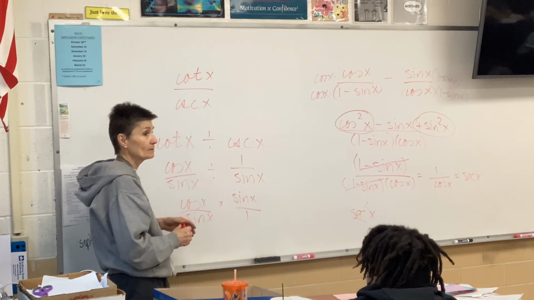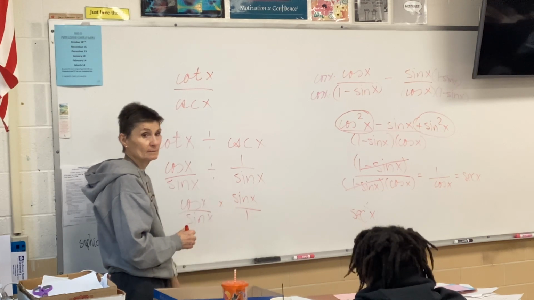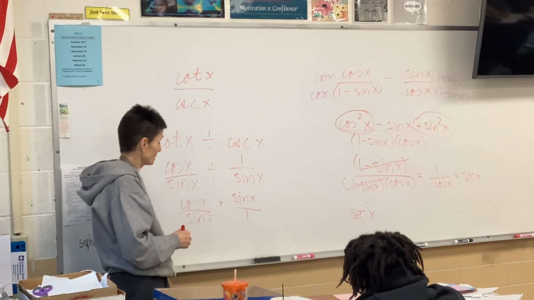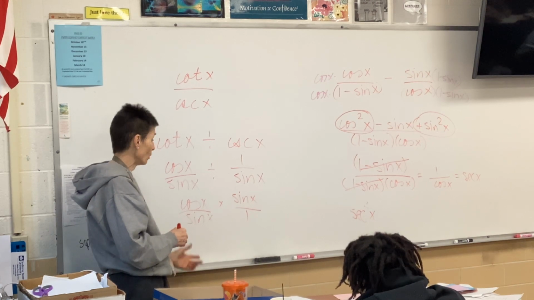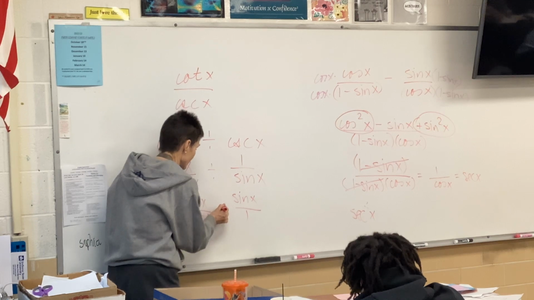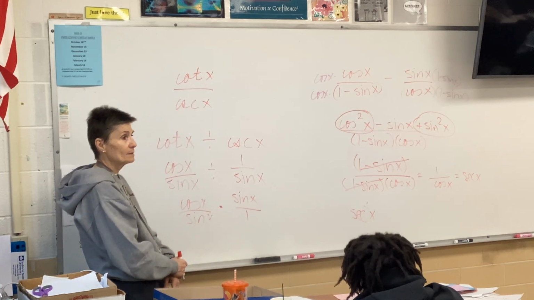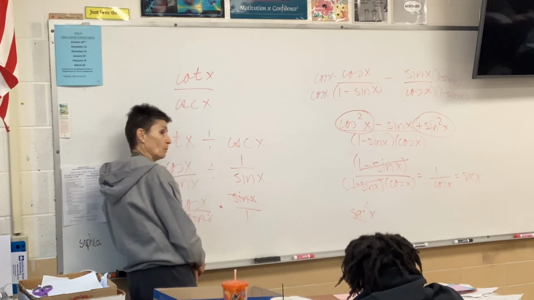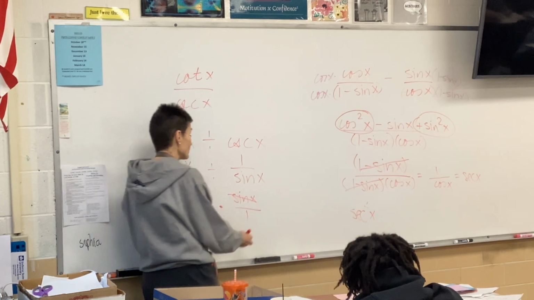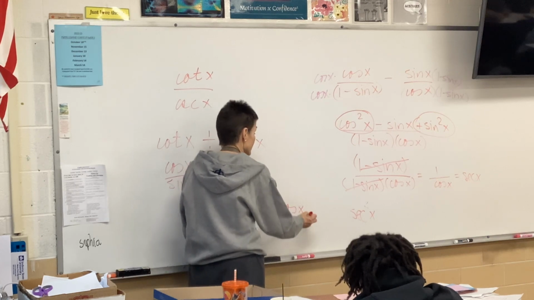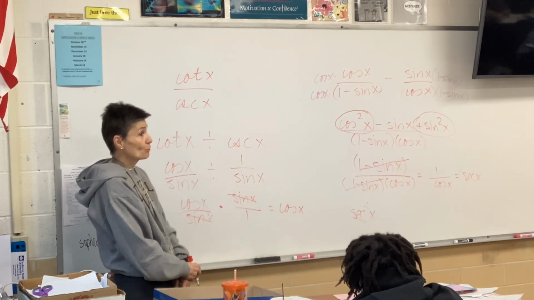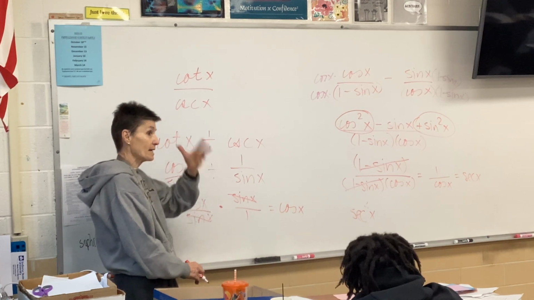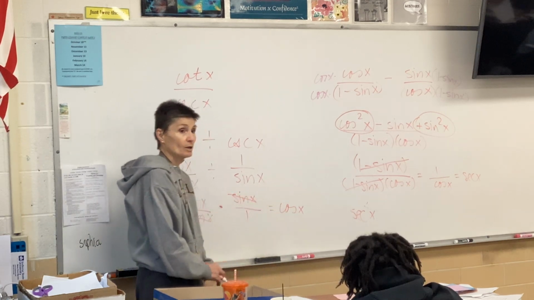Remember, Mrs. Field: keep, change, flip, keep, change, flip. This is just algebra. But what happens? That's a multiply problem. Now I'll make this times. That's a multiply problem. The signs cancel. And what are we left with? Cosine over 1, which is just cosine. So remember, your job is to simplify. So that's what happened. We just canceled and we're left with just cosine.